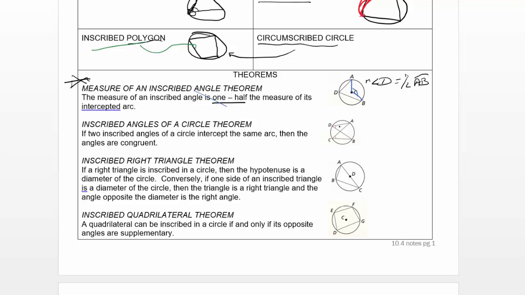For instance, if 2 inscribed angles intercept the same arc, each of them is half the measure of this arc. Well, if each of them is half of the same thing, then each of these angles is congruent to the other. So in this picture, since angle ADB intercepts arc AB, and angle ACB intercepts arc AB, they're both inscribed, they're both half of AB, they're both equal to each other. So angle D would be congruent to angle C.